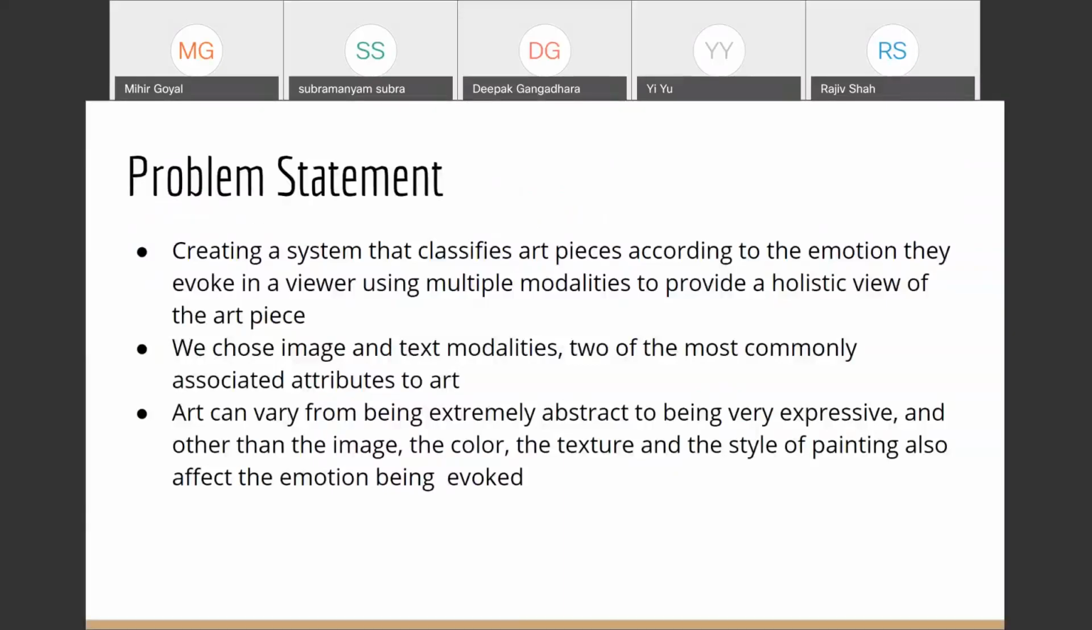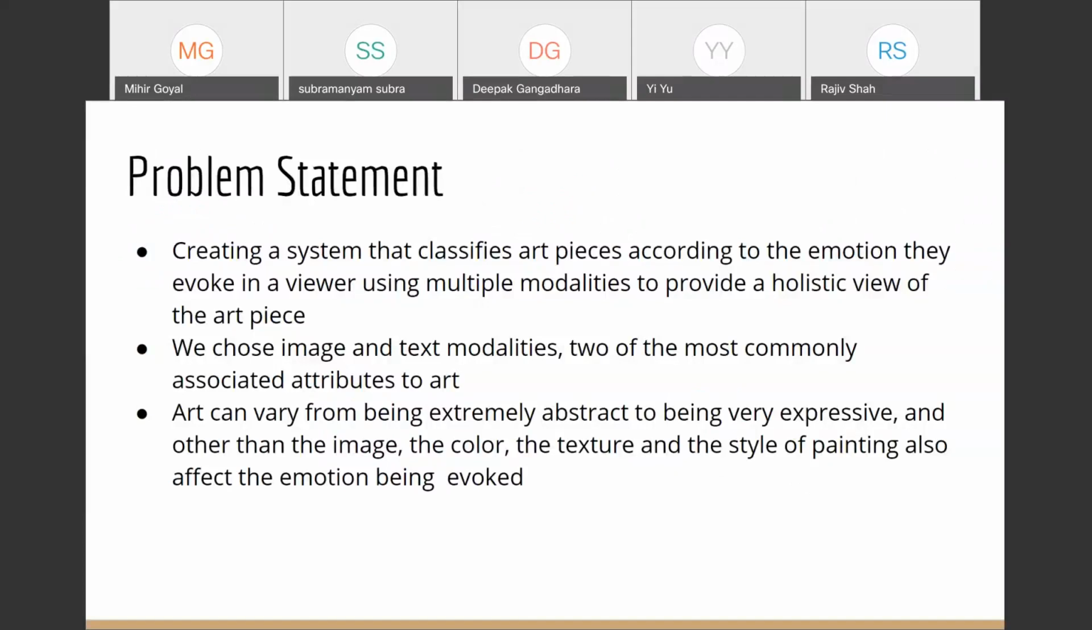Help us provide a more holistic view of the art. Now, we chose image and text modalities because those were the most common attributes associated with art. Most of them have some title associated with the piece. Now, the problem that we're tackling is that art can lie on both extremes. It can either be very expressive or very abstract.